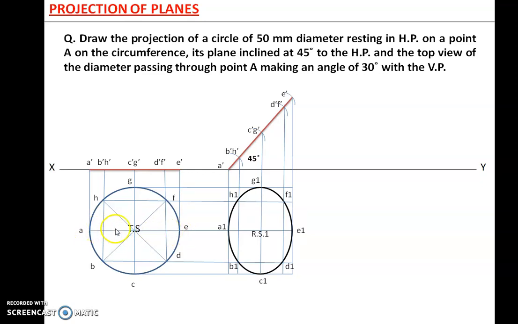Where is the top view of this AE? This A1E1 is the top view of this AE. And it is said that the top view of this diameter is inclined at an angle of 30 degree. So it means that you have to incline this A1E1 at an angle of 30 degree. So you have to place this A1E1 such that it is inclined at 30 degree to the XY line. Now again we will use this rectangle to redraw the ellipse.